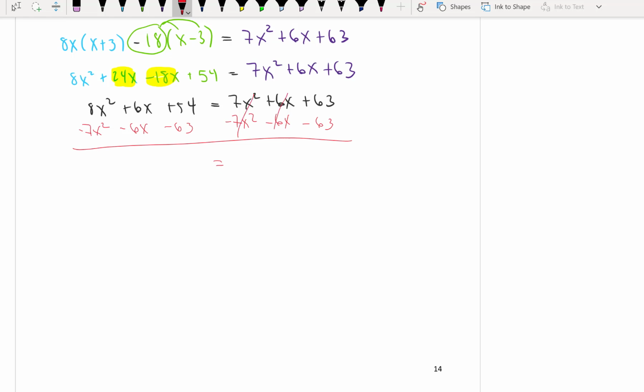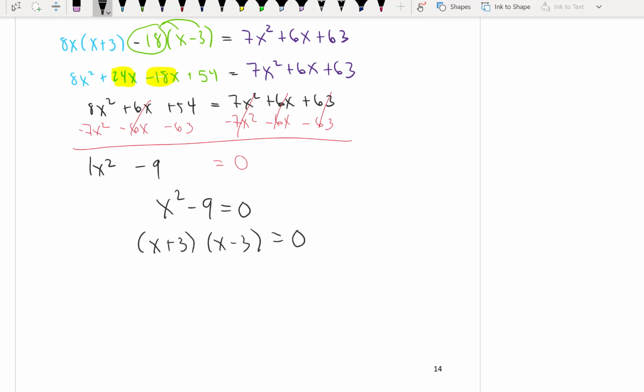So everything on this side cancels. That's why you have a 0. And 8 minus 7 will give you a 1x squared. The positive 6x and the negative 6x cancel out, so that's nice. Now I have 54 minus 63, which gives me a negative 9. Well, that is just a difference of squares. If I have x squared minus 9 equal to 0, that factors as x plus 3 and x minus 3 equal to 0.